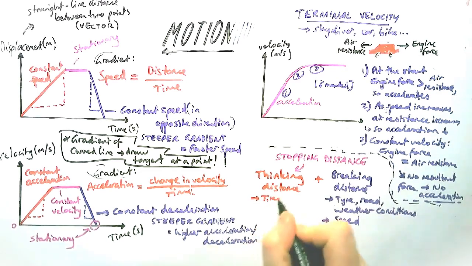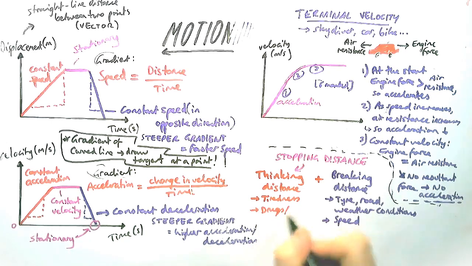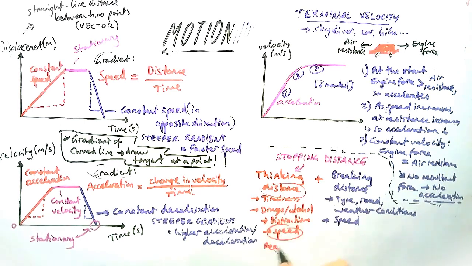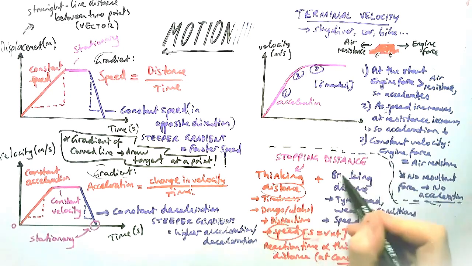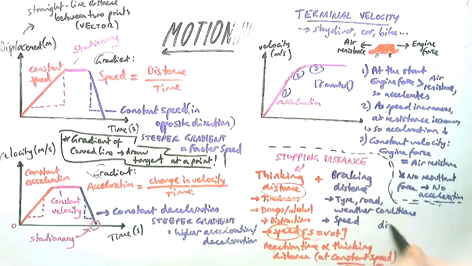Thinking distance is affected by someone's tiredness, whether they've used drugs or alcohol, things like distractions, mobile phones, and also the speed. Speed is in both categories, a really important one to know. Now, how do we link those two things together? Well, a reaction time that is increased because of drugs or alcohol is proportional to thinking distance. The idea is that at constant speed, distance equals speed times time, so distance is proportional to time. Sometimes you have to mention that when explaining why reaction time affects the thinking distance.